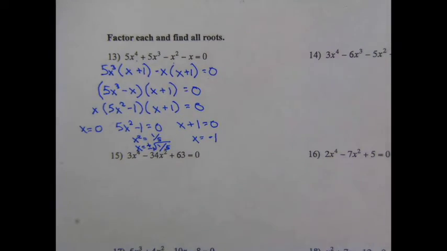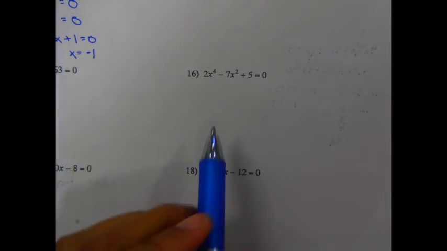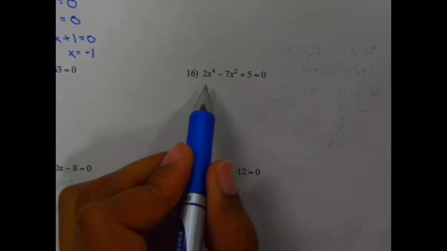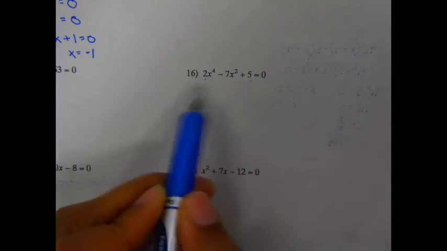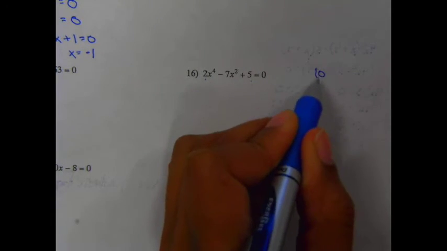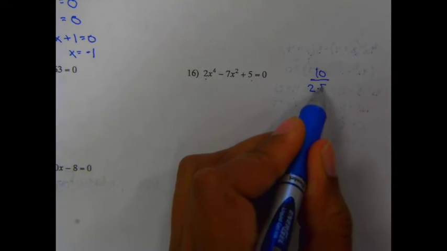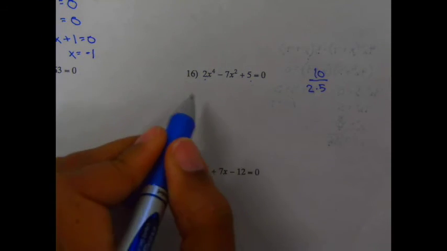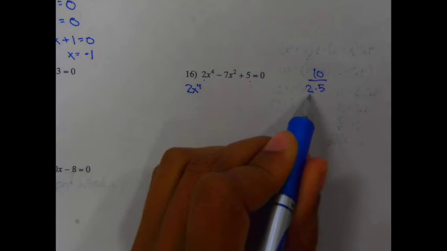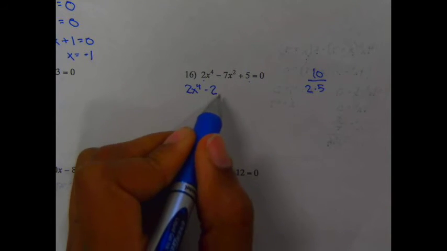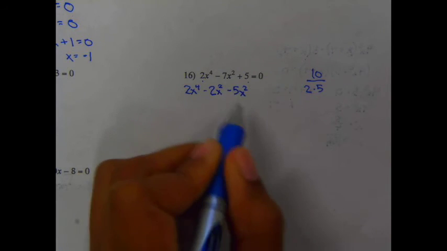So, the only other one I wanted to really look at here was number 16, because it's a trinomial, but we still want to do the factor by grouping on it. So I'm going to do the first times the last here. 2 times 5 is 10. And then what multiplies to 10 that will add to 7? Well, 2 times 5 is 10. So I'm going to break down the 7 to be negative 2x squared minus 5x squared. And bring down the 5.